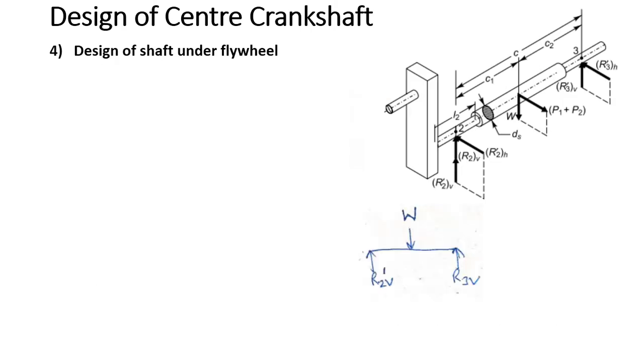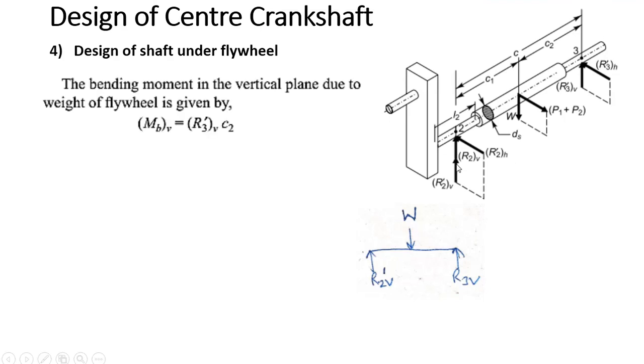So now last is the design of the shaft, because the shaft is the next part. When I talk about the vertical plane, the bending moment will be equal to R3V dash into C2, this distance C2, or it can be R2V dash into C1. Both are the same thing. That will be the bending moment in the vertical plane.